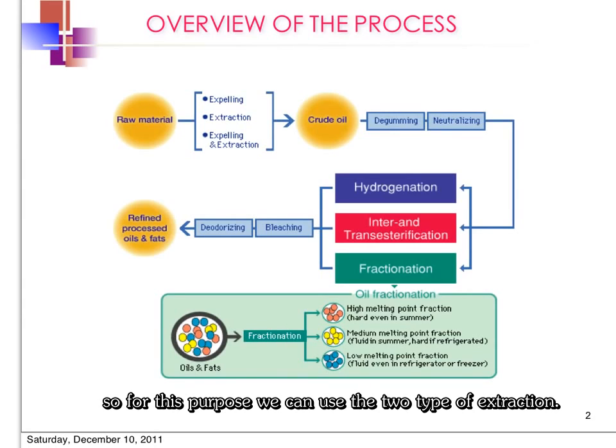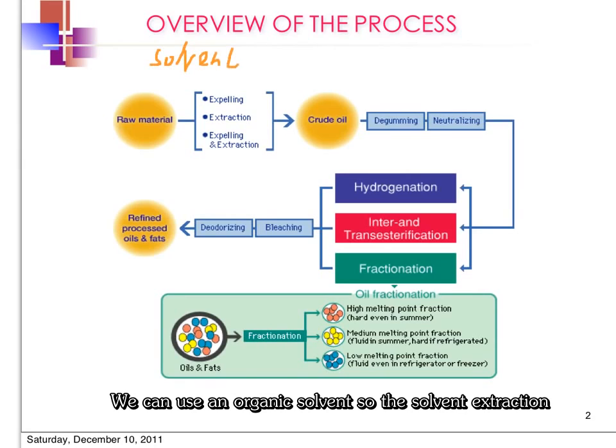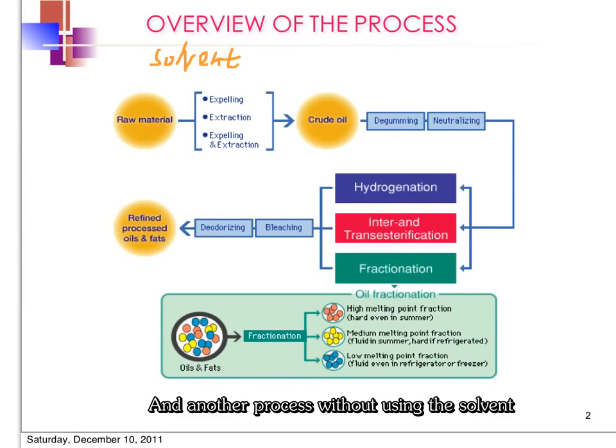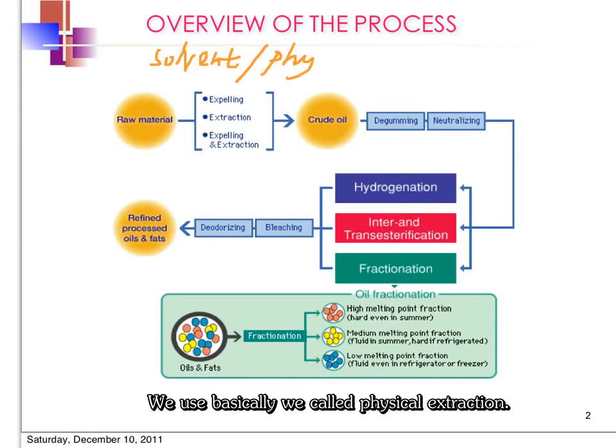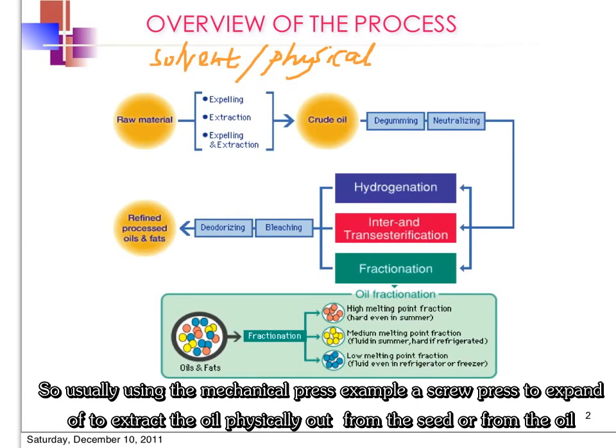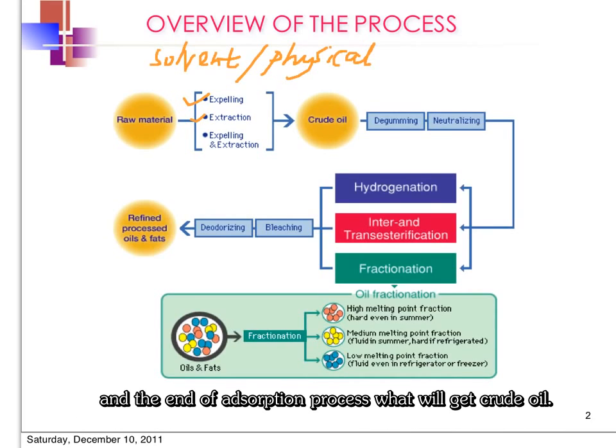For this purpose, we can use two types of extraction. We can use an organic solvent. So this is a solvent extraction, which will extract the fat or the oil from the fruits or from the seed. And another process is without using solvent, which is basically we call physical extraction. So usually this is using a mechanical press, for example a screw press, to expel or to extract the oil physically out from the seed or from the oil. At the end of the extraction process, what we'll get is the crude oil.